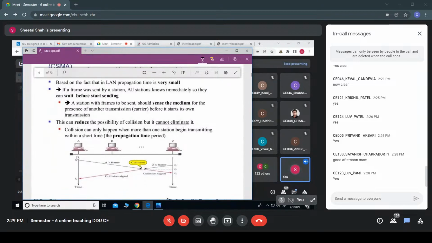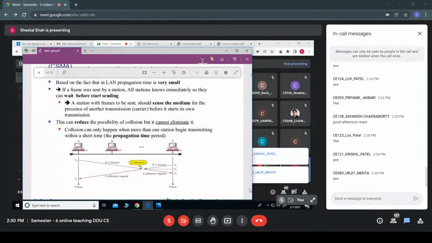Due to the propagation delay, when station A has transmitted a frame, till it reaches Z, Z would find that the channel is free, because A only sends the frame when the channel is free. Z will make out that the channel is free, and it may start transmitting its frame. So somewhere in between there would be a collision. Do you agree to this, all of you? Okay.